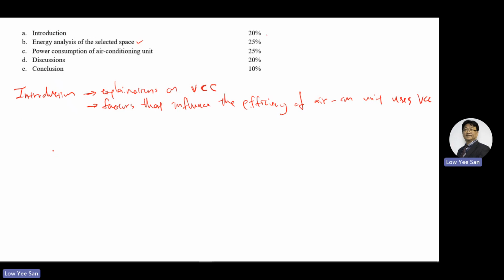So you have a selected space, and then we have a window facing the west. Let's assume this is the west. Normally in an office building, we will assume there's a door. There's a door here, or maybe there's a door here. I'm not sure lah. There must be a door lah. So you assume there's a door.